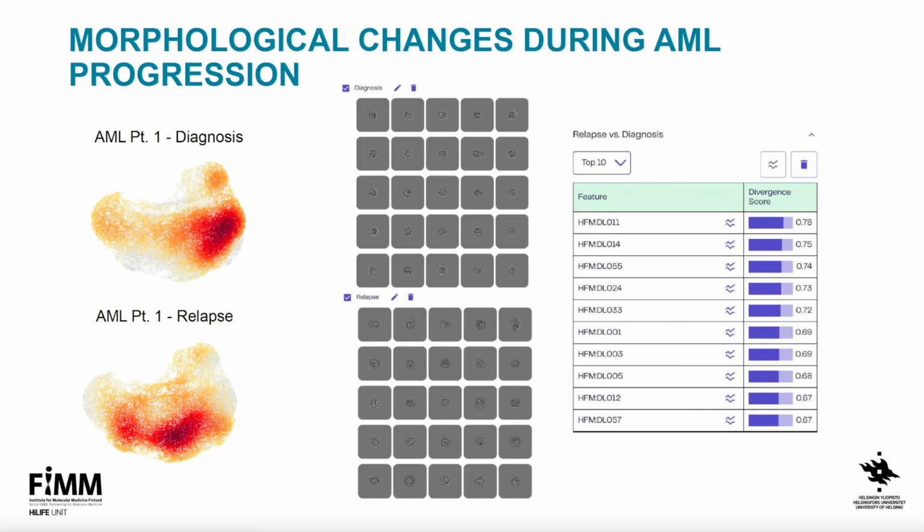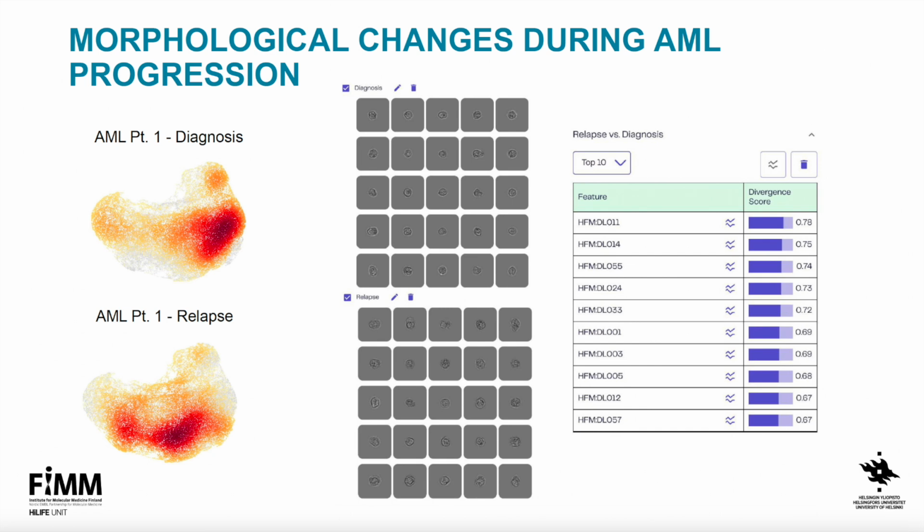We also took a look at the morphology changes that might be occurring during disease progression. So for a few patients, we had paired samples: a sample taken at diagnosis before treatment, then also after treatment at relapse. And you could also see a nice shift in morphology as well, and also changes in the individual cell images.